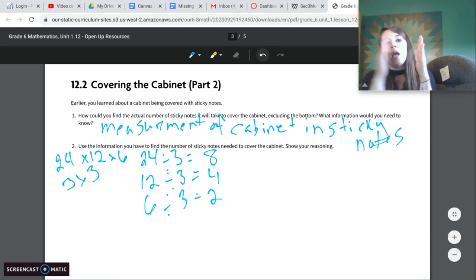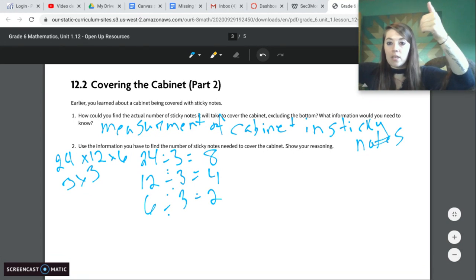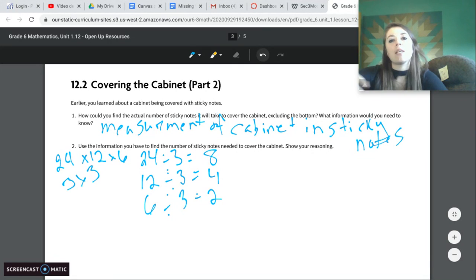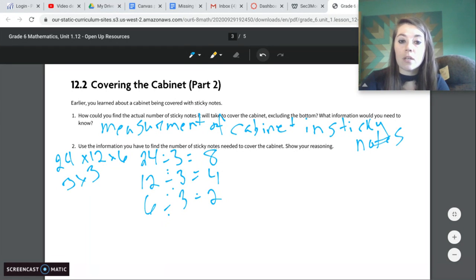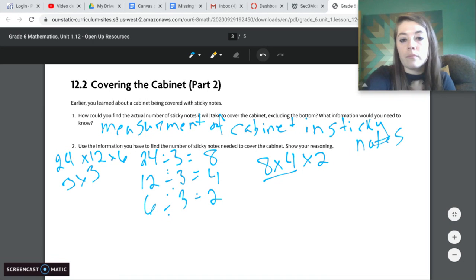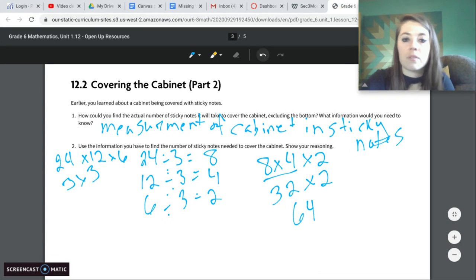So now we know it takes 8 sticky notes to cover the 24 dimension, which is probably the height, 4 sticky notes to cover the width of it, and then 2 sticky notes to cover the depth of this file cabinet. So what we would want to do is multiply 8 times 4 times 2. 8 times 4 is 32, and 32 times 2 is 64. So it would take, oops, that'd be volume. Sorry. Looking at this wrong.